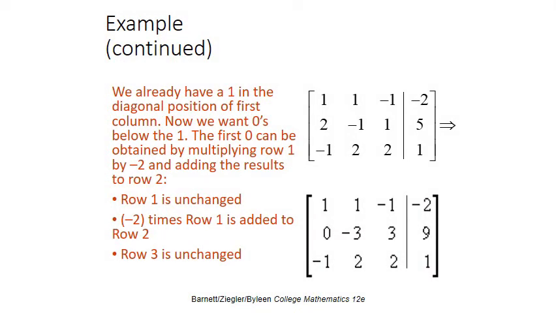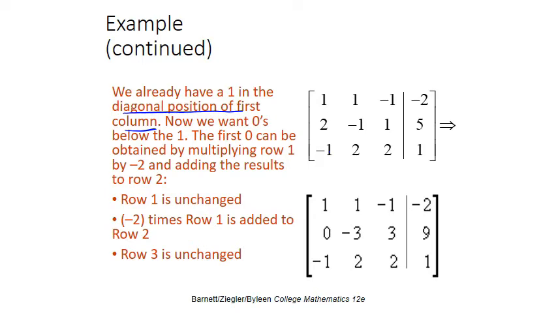We already have a 1 in the diagonal position of the first column. We are talking about this. Now we want zeros below this 1. Now this element and this element should be 0, and we add the results to row 2.